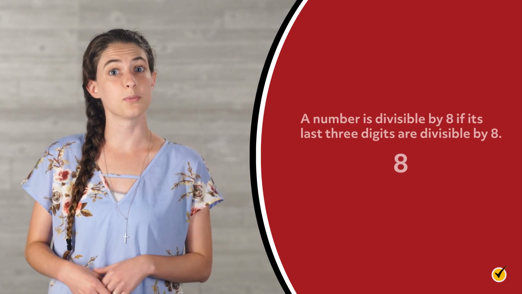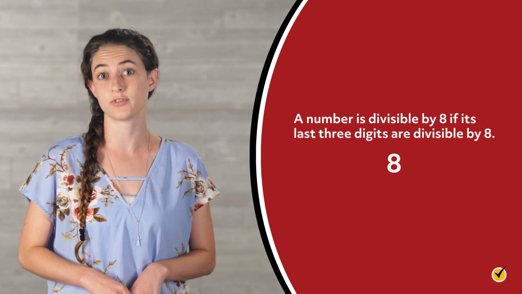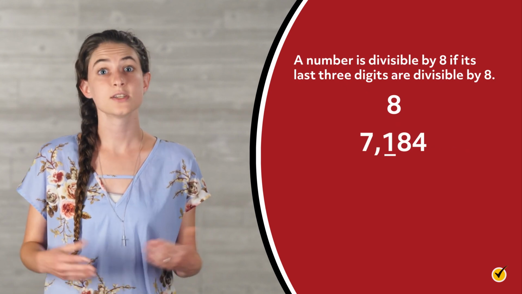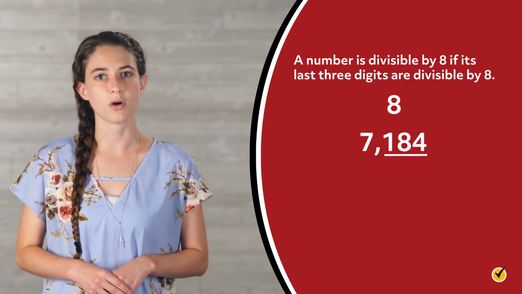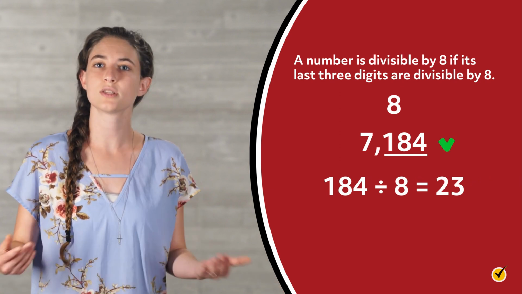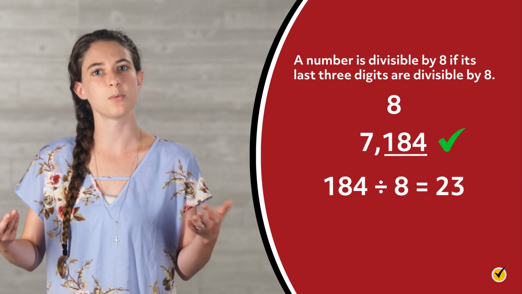A number is divisible by 8 if its last three digits are divisible by 8. Let's consider the number 7,184. Divide the last three digits, 184, by 8. 184 divided by 8 equals 23, so 7,184 is divisible by 8.